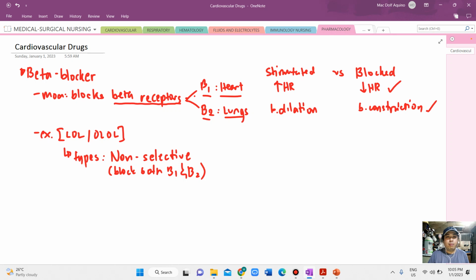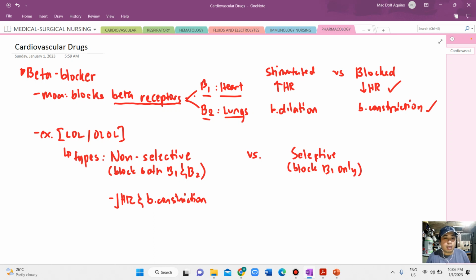Therefore, since it will block beta 1 and beta 2, its effect is decrease in heart rate and it also has a bronchoconstriction effect. Next, the second type of beta blocker is called selective. Selective means it chooses. It will only block your beta 1 receptor. Therefore, its expected effect is decrease in heart rate only. It has no effect on the lungs.